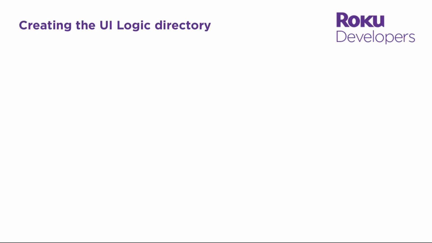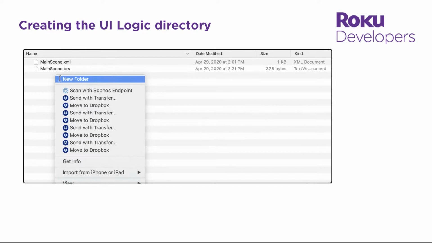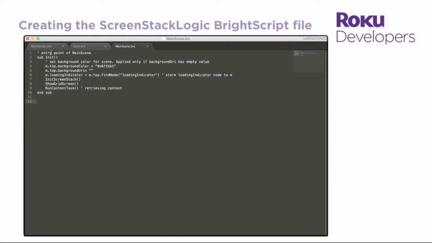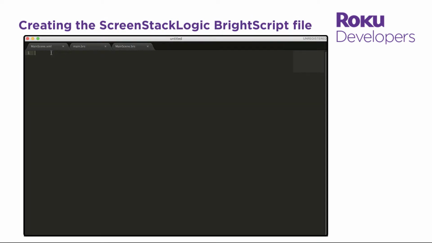For the next step, let's create the files for the three UI logic methods we called in the main scene BrightScript file. First, let's add a new folder to the components directory and name it UILogic. This is where we will store our scripts with these methods. First, we're going to create the screen stack logic script. So create a new file in your text editor or IDE and create an initScreenStack function. In this function, create an empty array named screenStack and give it component scope with the m. attribute. We'll use this for initializing the screen stack.